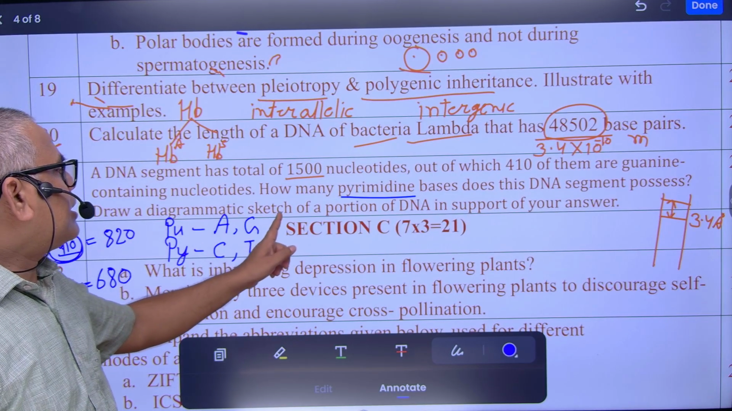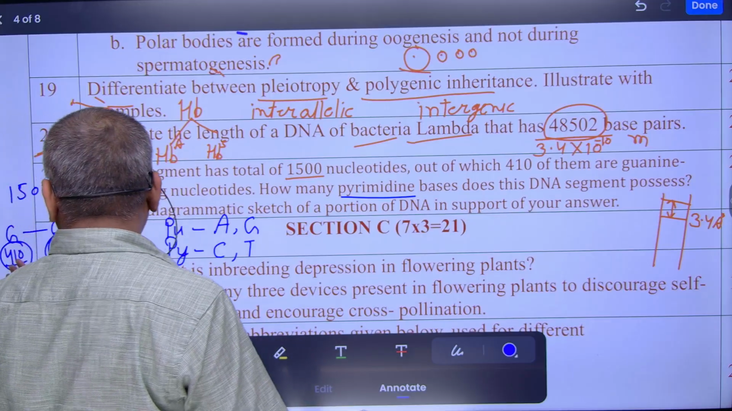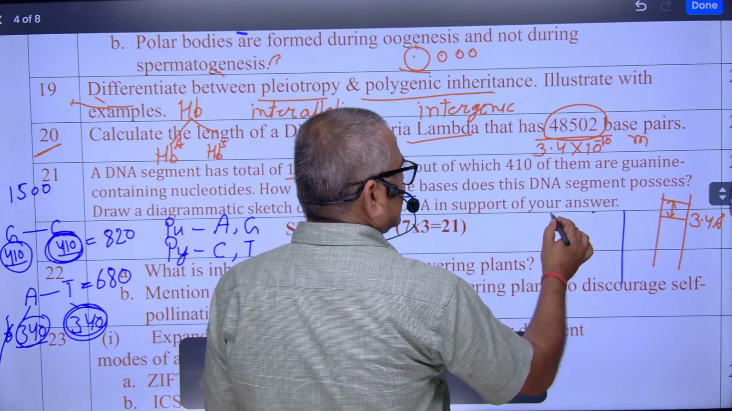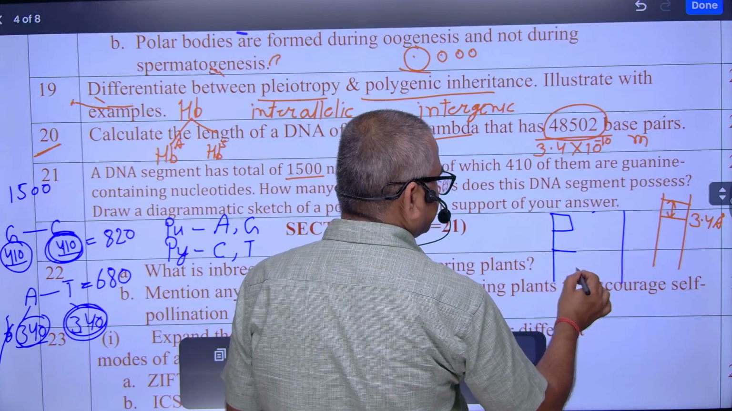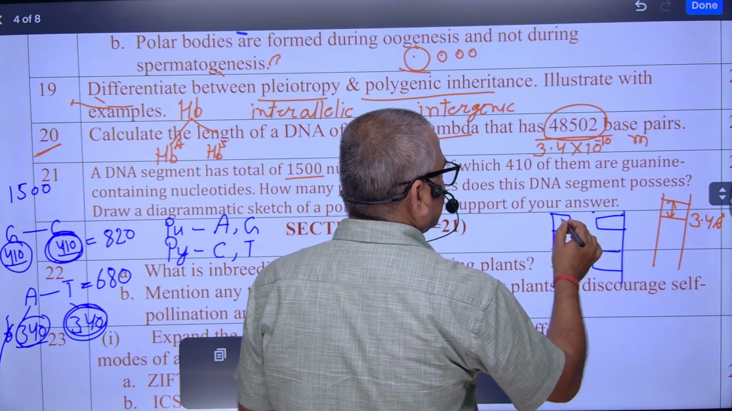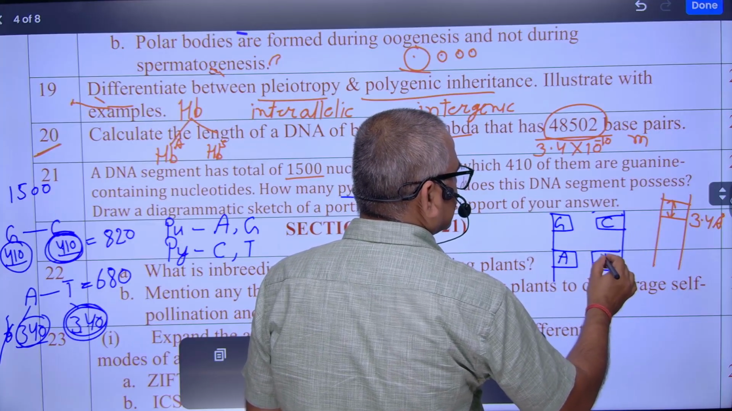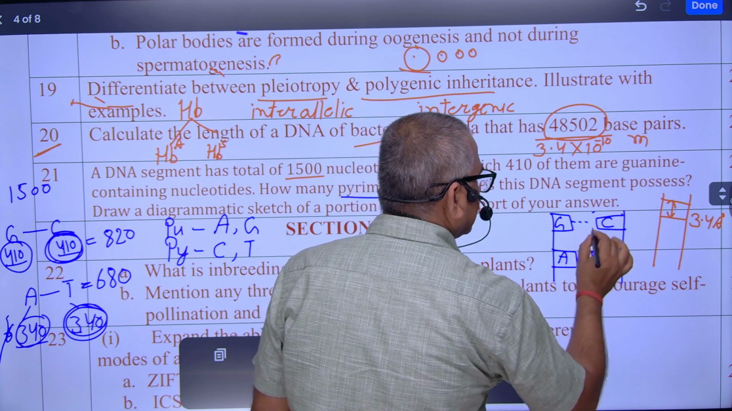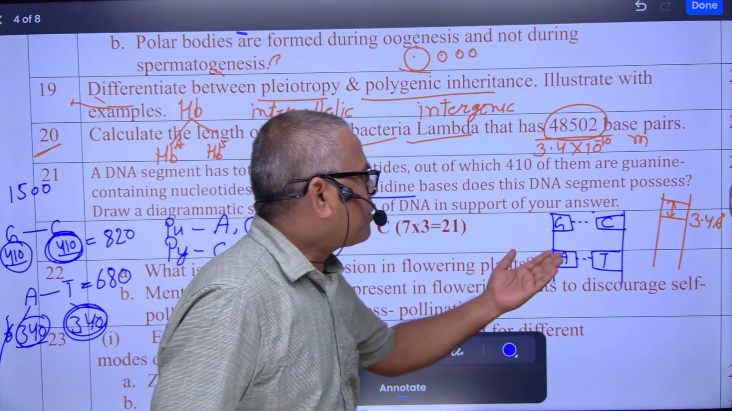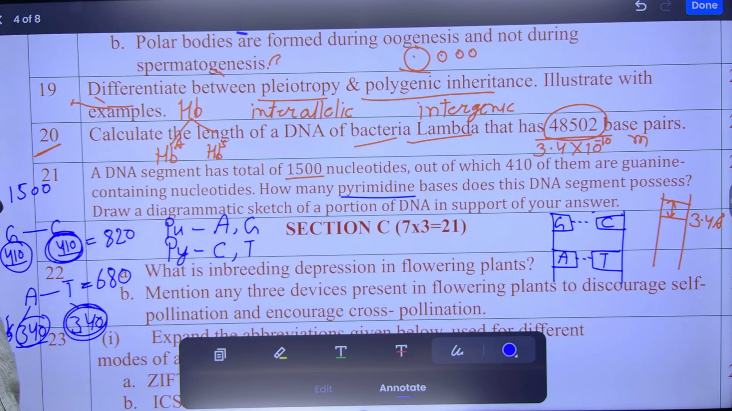Draw a diagrammatic sketch of a portion of DNA in support of your answer. Very simple question. If you have to draw it, simple, two lines need to be drawn. Each line represents a strand of nucleotides. Here we can have G, then C, then A, then T, and we represent them through hydrogen bonds. So this small segment is there. If you want, you can also draw it in detail. That is the diagrammatic sketch of that particular portion.